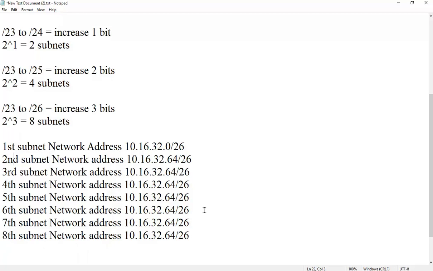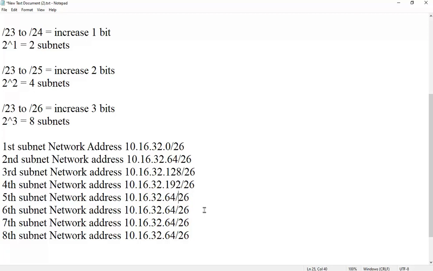So 64 plus 64, the third subnet's network address will be 128. The fourth subnet, plus another 64, will be 192.